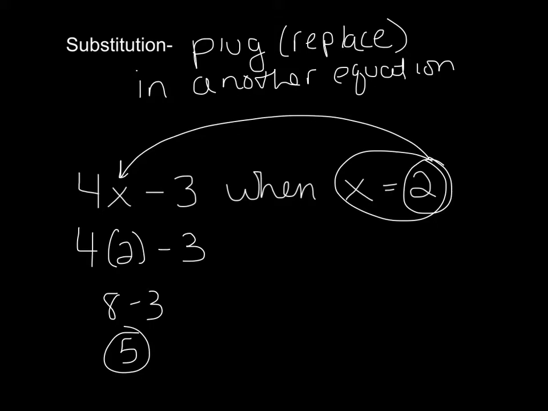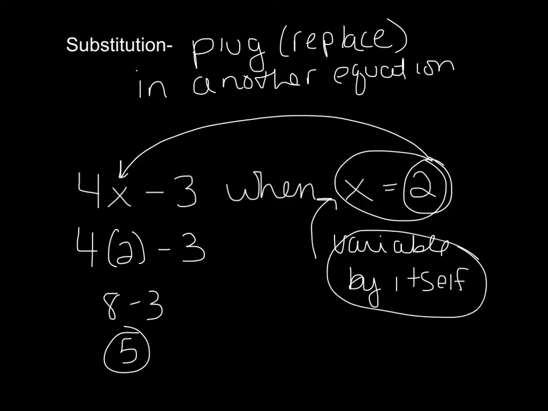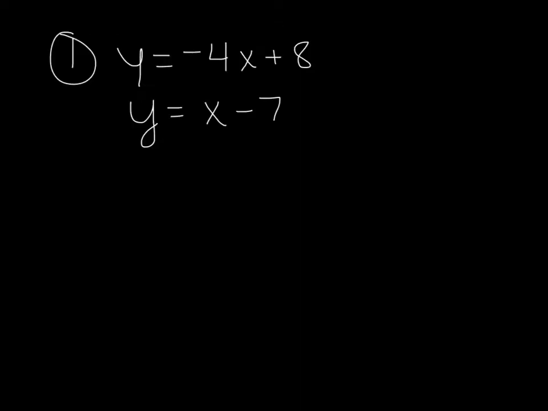Okay, and in order to substitute, we need to have a variable by itself. Okay, so like the x is by itself, x equals 2 is by itself. Okay, so let's look at an example here. Here's a system of equations.